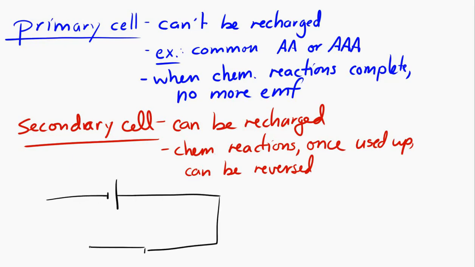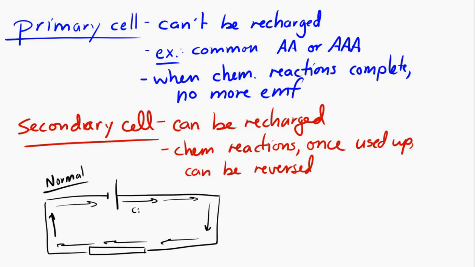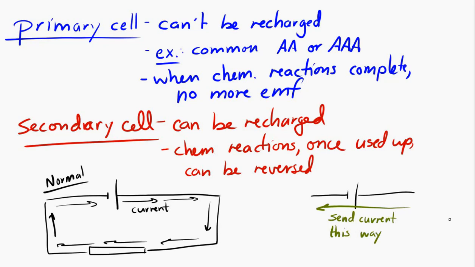The way that you recharge a secondary cell is by sending a current through the cell backwards. So normally, the current would go from the positive terminal around the circuit into the negative terminal, like that. In order to recharge the battery, you just have to send it the other way. This reverses the chemical processes in the battery. We're not going to worry exactly how that happens, but it does. And that adds energy back into the battery.